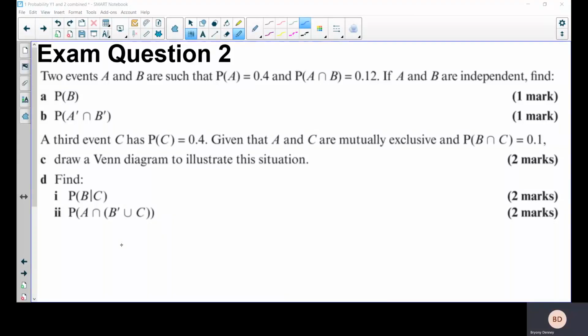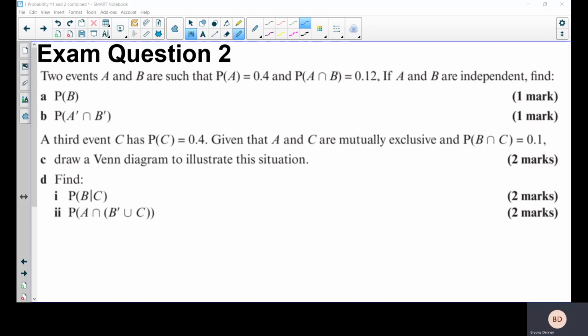Let's have a look at exam question 2 then. So two events A and B are such that the probability of A is 0.4 and the probability of A intersect B is 0.12. So if A and B are independent, we've got to find the probability of B and then the probability of not A and not B, or not A intersecting not B. So you might want to start by drawing a Venn diagram here.